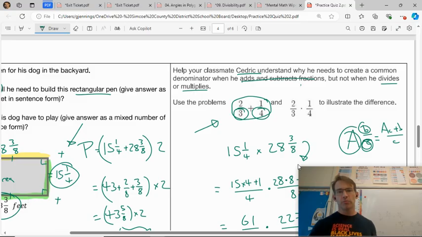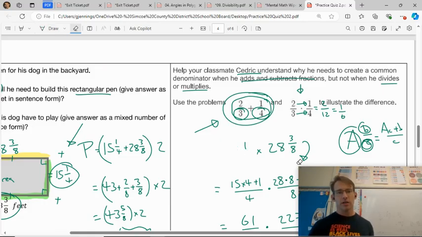Okay? Over here, we're just multiplying. And multiplying is straightforward, Cedric. We just multiply top times top over bottom times bottom. So that's going to be 2 over 12 or 1 over 6. But over here, Cedric, we got to get that common denominator. So this is what that looks like, Cedric.